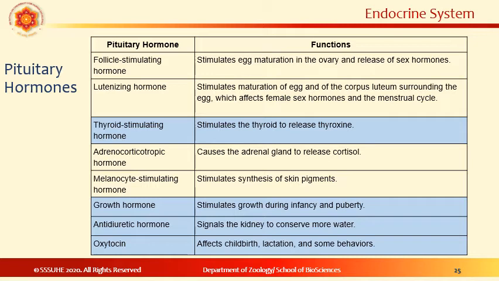The melanocyte stimulating hormone is important for the synthesis of the skin pigments, the skin pigmentation. Growth hormone is important for skeletal growth and it plays an important role during infancy and puberty. Antidiuretic hormone signals the kidney to conserve water. And oxytocin is important for lactation and childbirth.